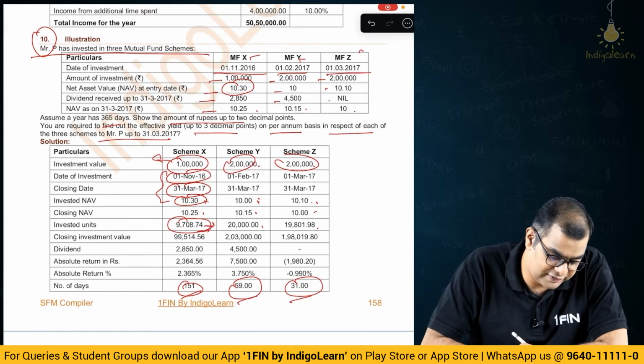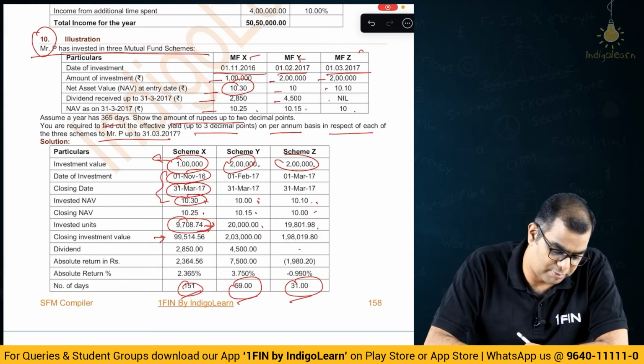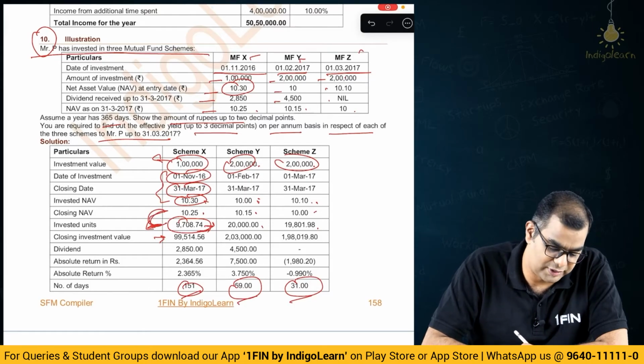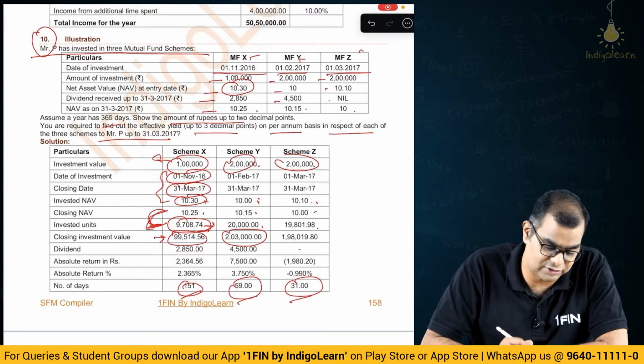Now, what is the closing investment value? Closing investment value is you multiply the number of units that you found here and the closing NAV that is here. You multiply those two, you will basically get the closing investment value, which is 99,000, 203,000, 1,98,000.